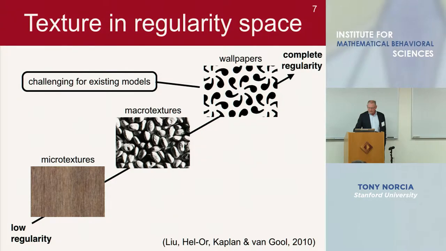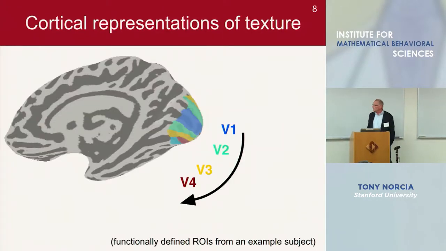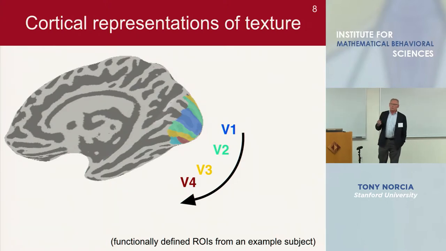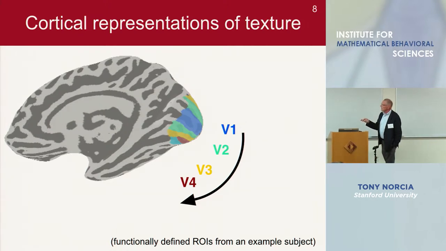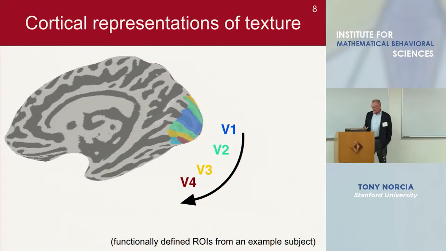So how does the brain code these textures? So here's an inflated view of the brain. And one of the amazing things about the visual system is that it has many copies of the visual field, up to 20 or 30 copies of the visual field. So here are the first four of them. First visual area here in blue, V1, V2, V3, V4. So these are areas you can map in individual subjects. You can find them using fMRI. And we know a lot about these areas from work in animal models and from fMRI studies.